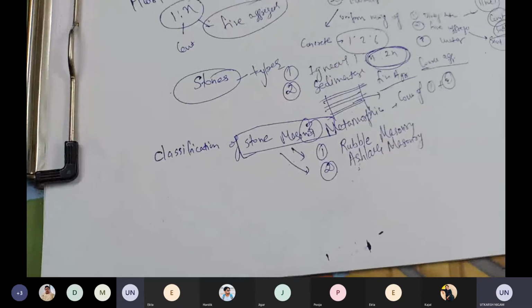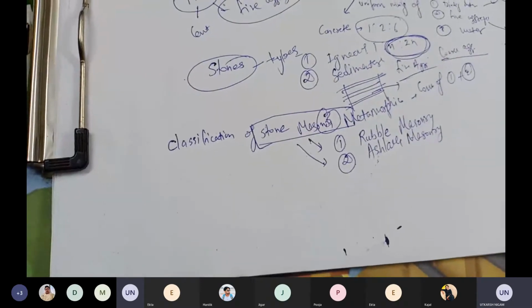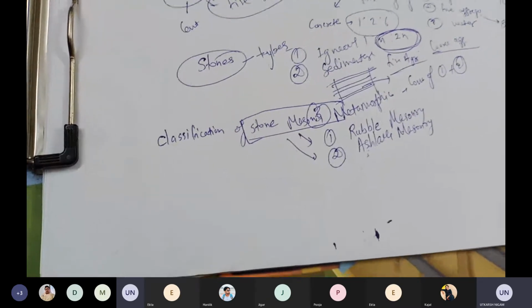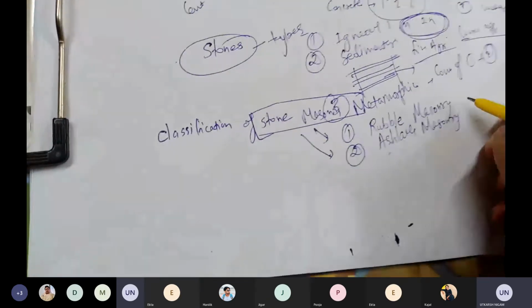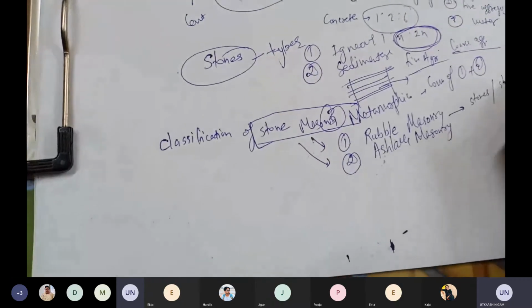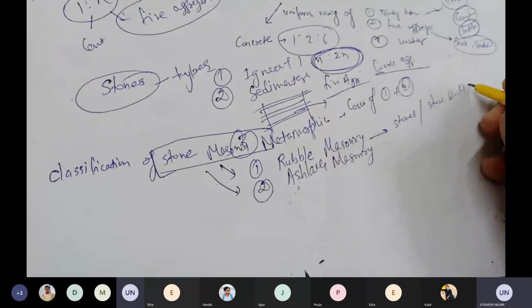The difference between these two is that in rubble masonry, the stone blocks which are used are undressed or roughly dressed. So in rubble masonry, these stone blocks are undressed.